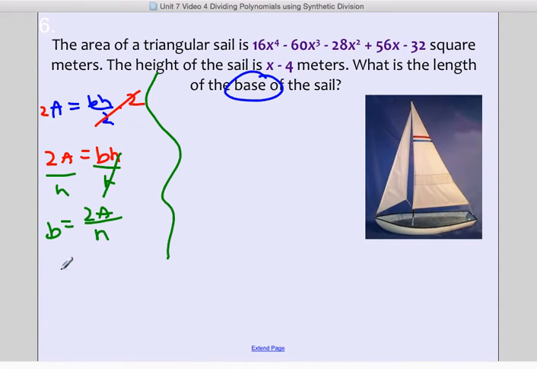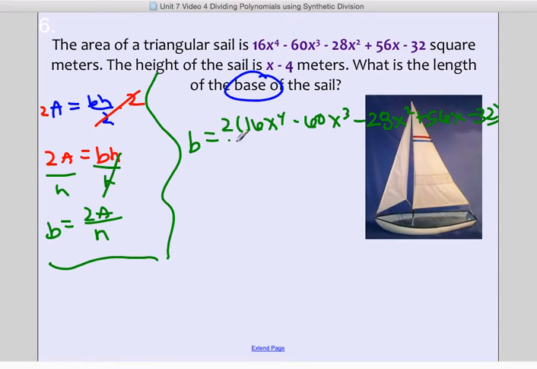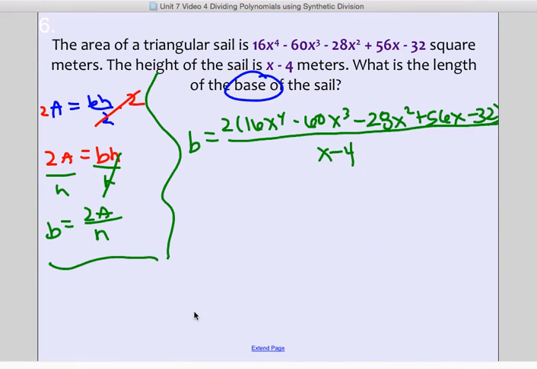Okay, so this is maybe a little side note. So we go ahead, and I'm going to set it up. My base is equal to 2 times the area. So the area is 16x to the fourth minus 60x to the third minus 28x squared plus 56x minus 32, all over our height, which is x minus 4. Right, now I need to go ahead and simplify.